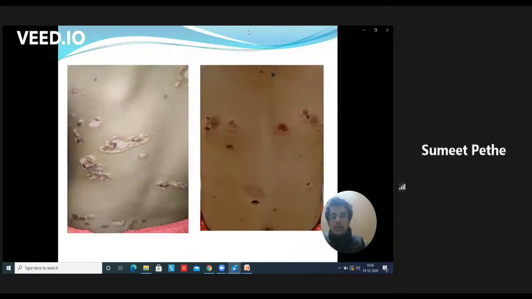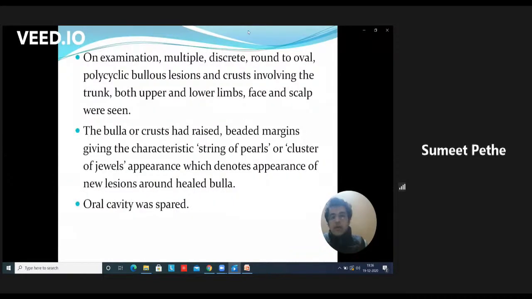So this was the patient. On examination, we saw multiple discrete round to oval polycyclic bullous lesions and crusts involving the trunk, both upper and lower limbs, face and scalp. The bulla or crust had raised beaded margins, giving the characteristic string of pearls or cluster of jewels appearance, which denotes appearance of new lesions around healed bulla. Oral cavity was spared.